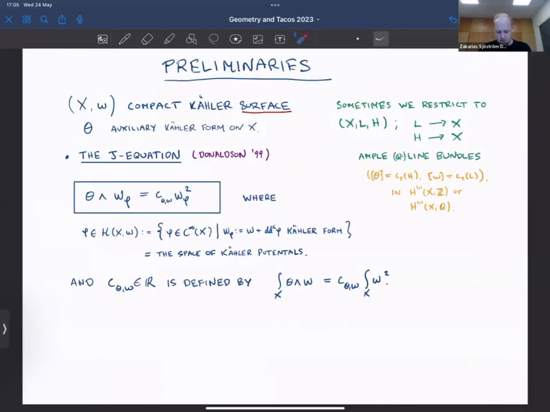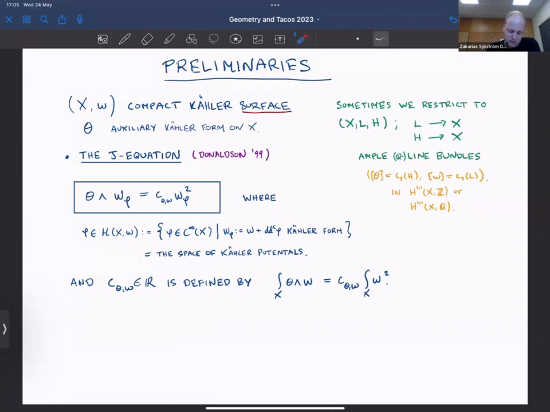So let's first recall the setup. I will always work with (X, ω), where X is a compact Kähler surface, and ω and θ are two Kähler forms. Sometimes, very rarely though, during the talk, I will ask that ω and θ are in rational or integer cohomology classes. That would correspond to fixing instead two ample line bundles or ample Q-line bundles on X, and the connection would be that we think of θ as a form representing the first Chern class of L.